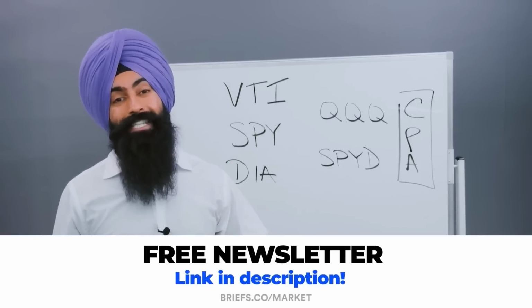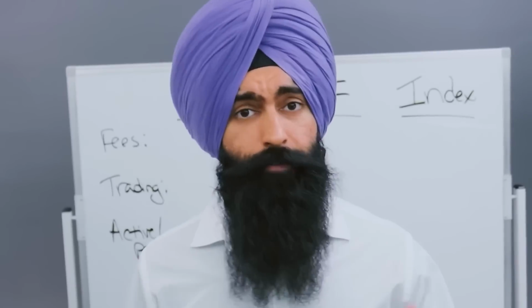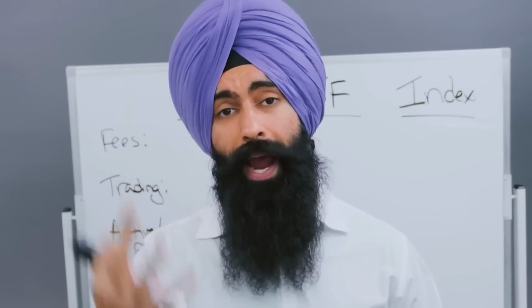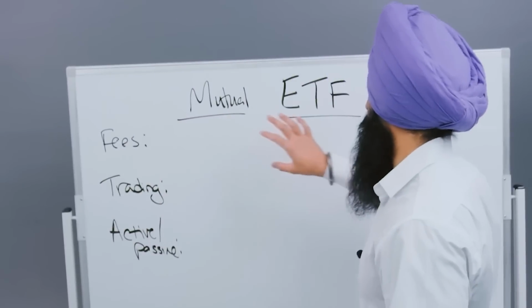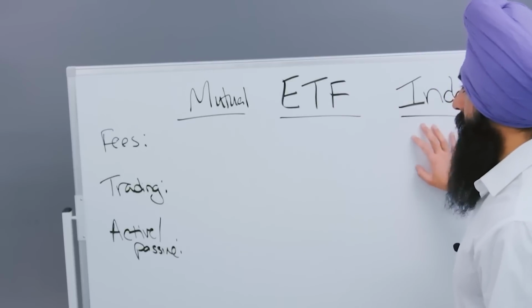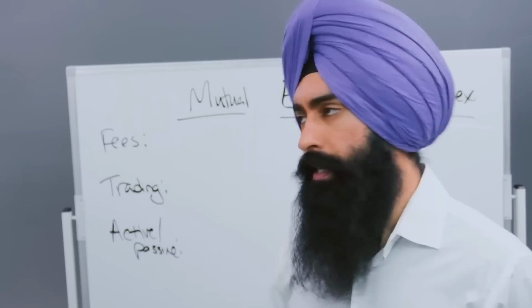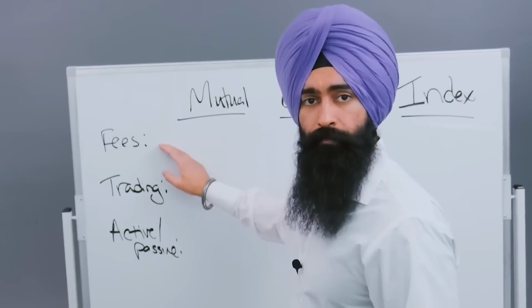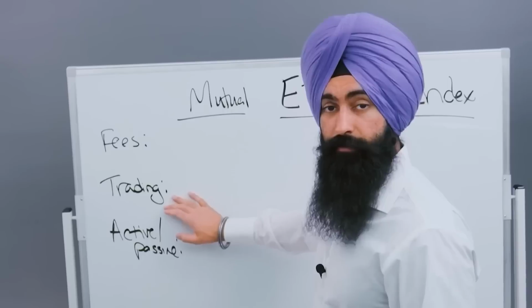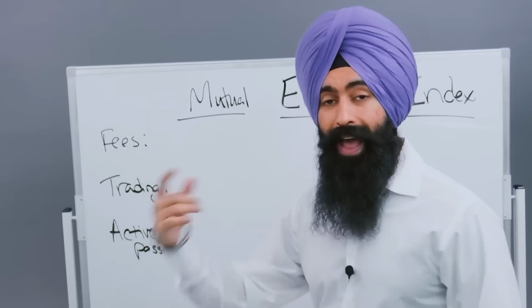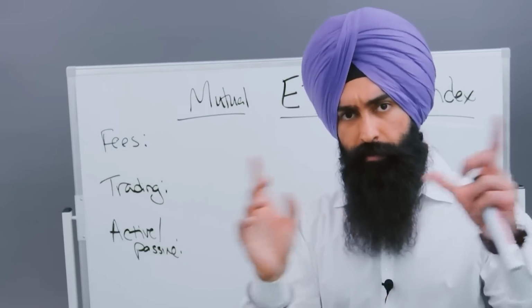Now, when it comes to the different topics of funds, you have 3 general categories of funds. You have mutual funds, ETFs, and index funds. And the 3 main things that you want to pay attention to when you're understanding the difference between these are, number 1, the fees. Number 2 is how often you can trade out of these funds. And number 3 is, are they more actively or passively managed? And I'll explain what all this means.